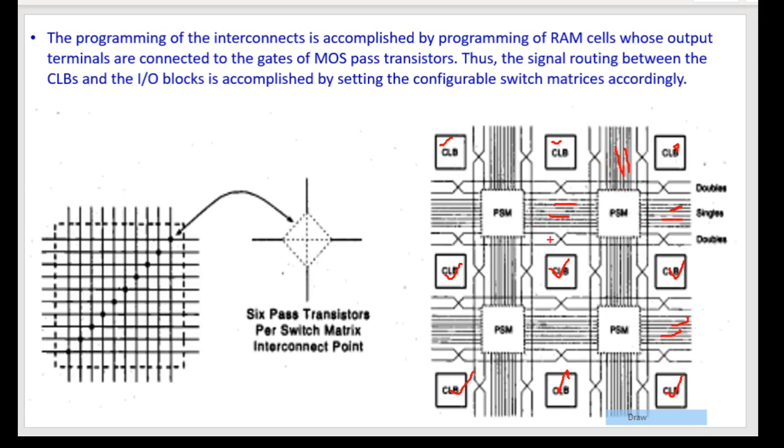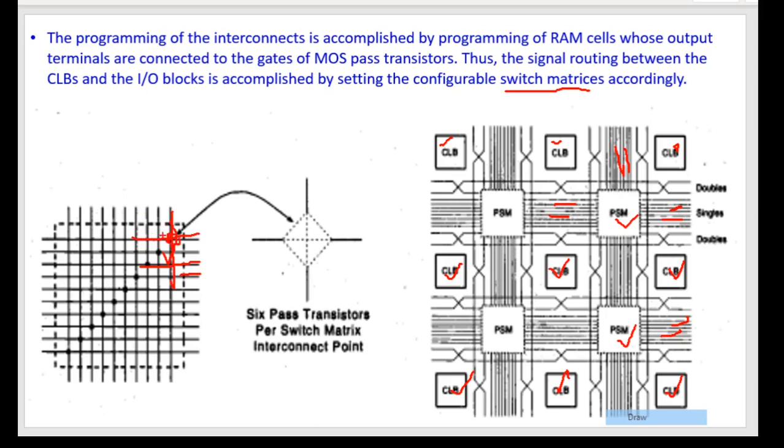Okay, and then how is the programmability of these interconnections ensured? The programmability of these interconnections is ensured by using something called PSM. They are called switch matrices. They are configurable in nature, and so look at this. Suppose these are vertical interconnection lines and these are horizontal interconnection lines. Let's say I want to connect this vertical line with this horizontal line, and this is the meeting point.